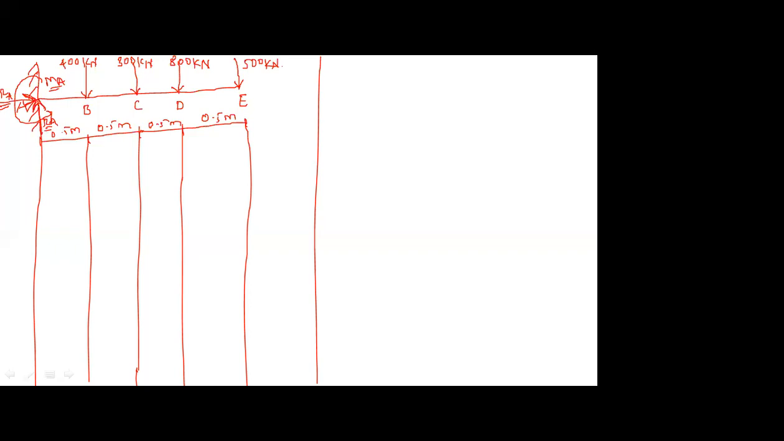But always at the fixed support there are a total 3 reactions. One is vertical, another is horizontal, and one more is moment. Therefore, you have to represent that reaction RA at point A also.